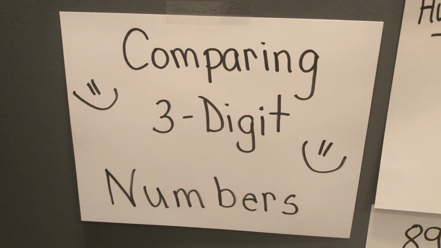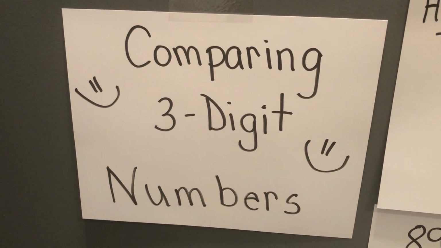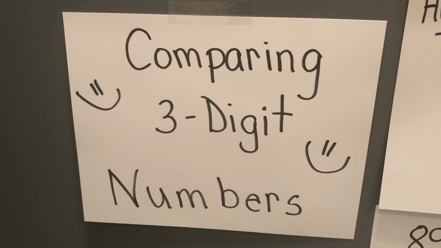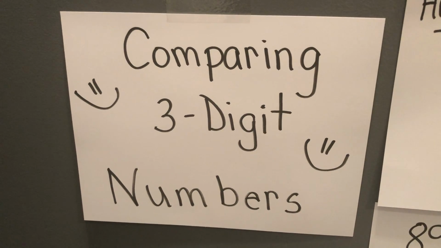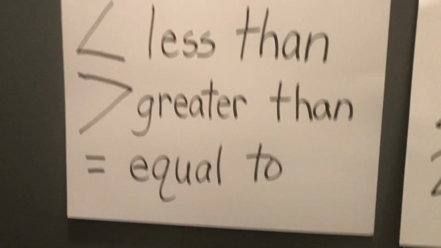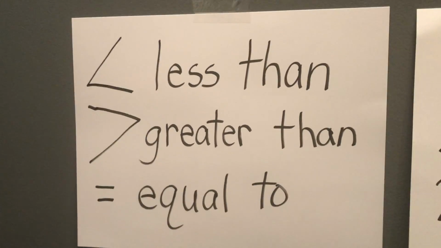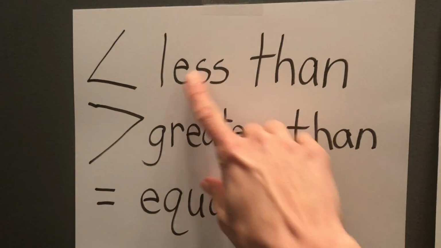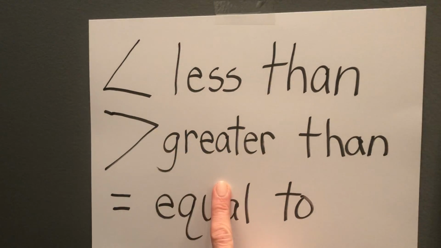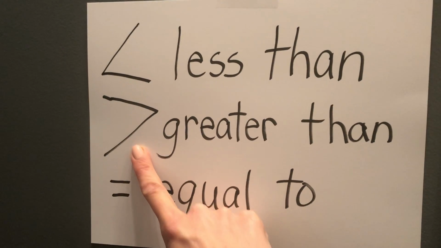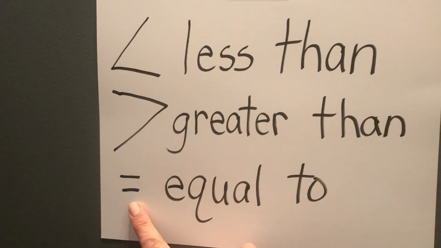So today, boys and girls, we're starting a new lesson, and this is called comparing three-digit numbers. Okay, so we're going to get started with some vocabulary. We have less than, and here is a sign, greater than, and here's a sign, and equal to, and here is a sign.